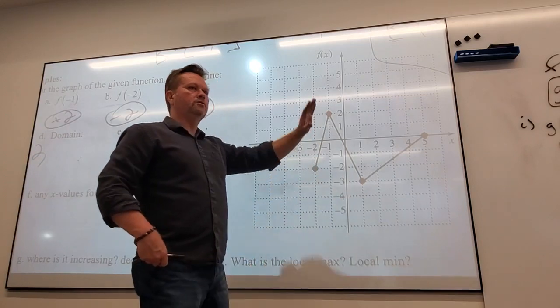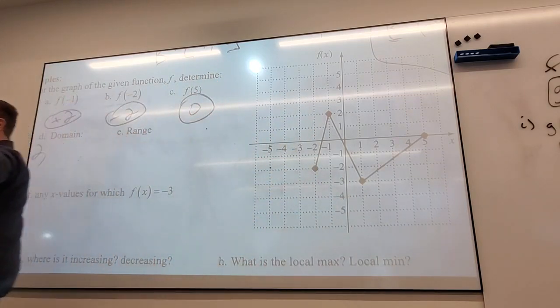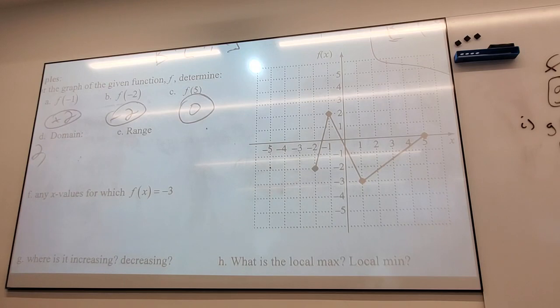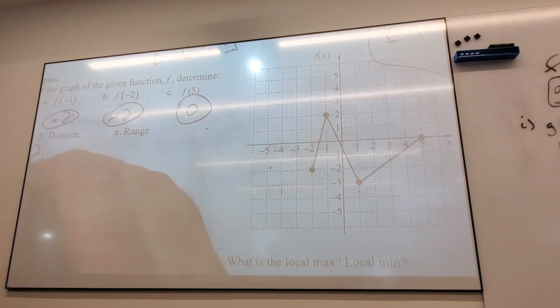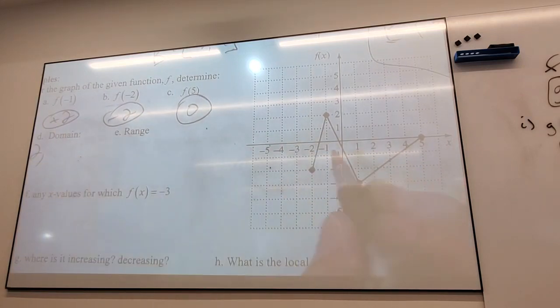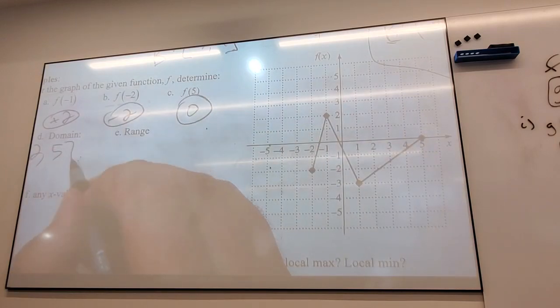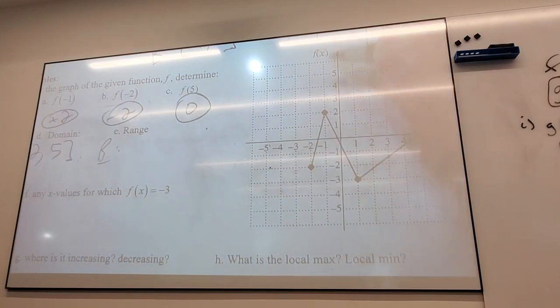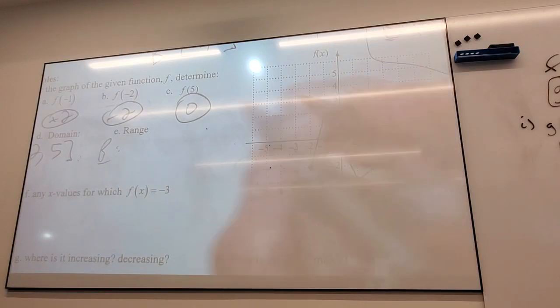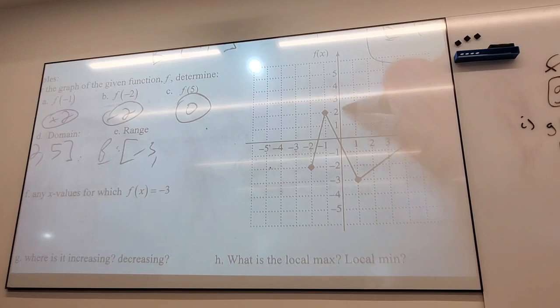So what notation am I going to use? Interval notation, so bracket stuff. Why am I going to use a bracket? Closed circle, I love it. So from negative 2 up to what? 5. So that's the domain. Range. Now look at the y-axis. From negative 3 up to 2.